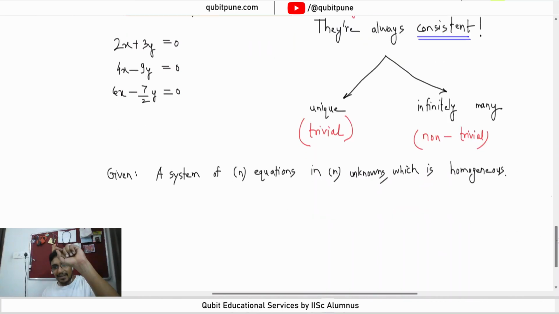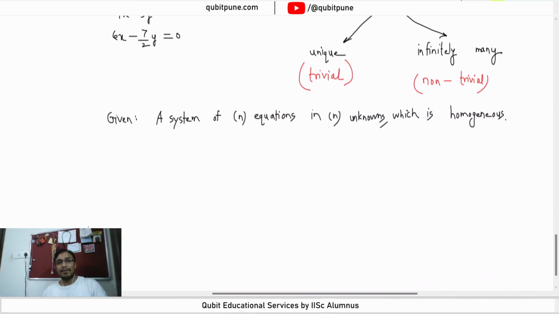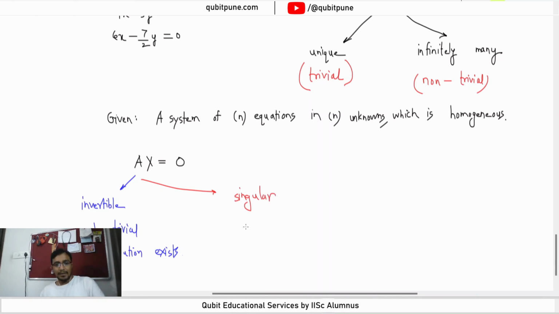Now here I can say with certainty what happens if the matrix is singular. Look, Ax equal to null matrix, we know it. If A is invertible, only the trivial solution exists. But if A is singular, determinant 0, A inverse does not exist, then non-trivial solutions exist.